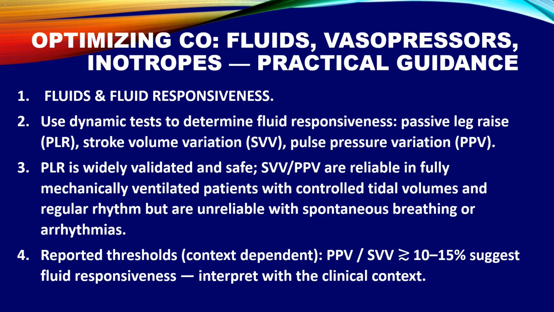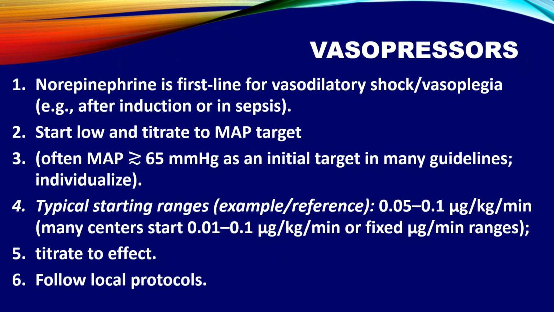PPV/SVV thresholds of around 10-15% may suggest fluid responsiveness, but these values should be interpreted in the context of the patient's overall clinical condition. Understanding these principles helps guide fluid management and optimize cardiac output in critically ill patients. Vasopressors for managing vasodilatory shock.